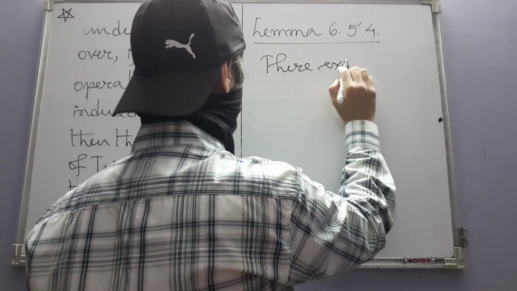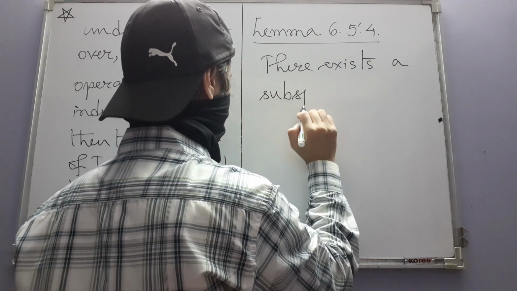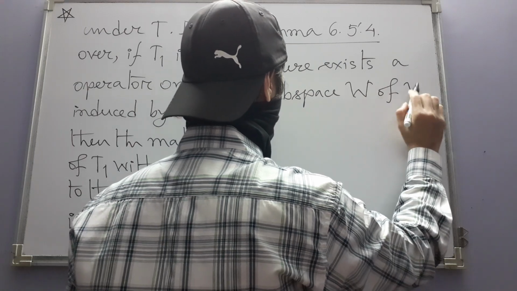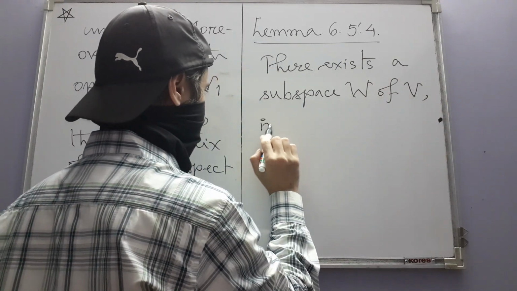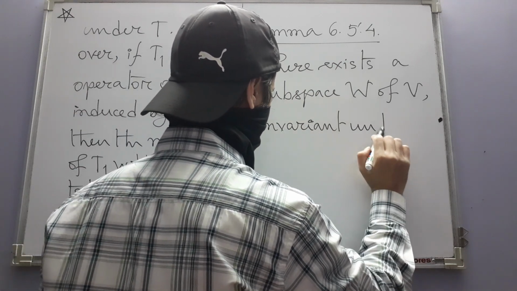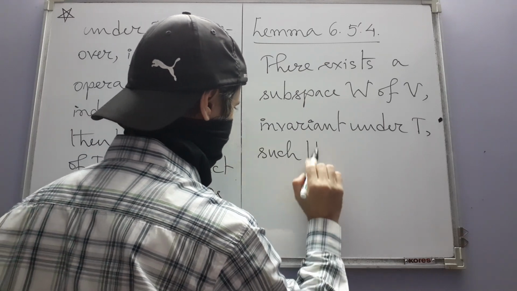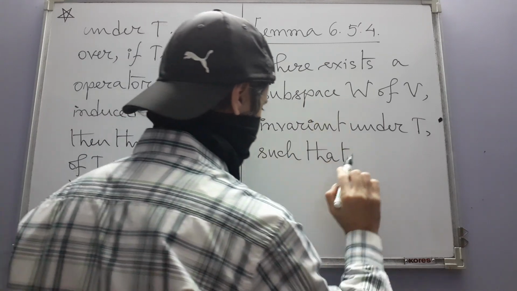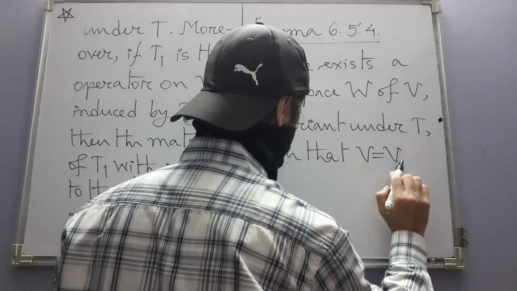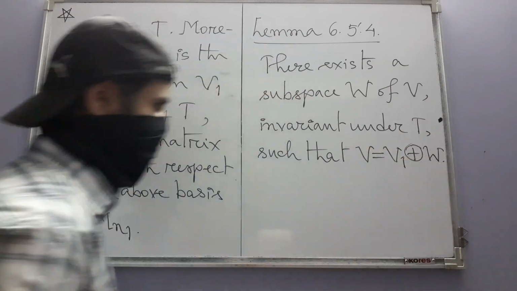The statement is just this. There exists a subspace W of V invariant under T, such that V is the direct sum of V1 and W.